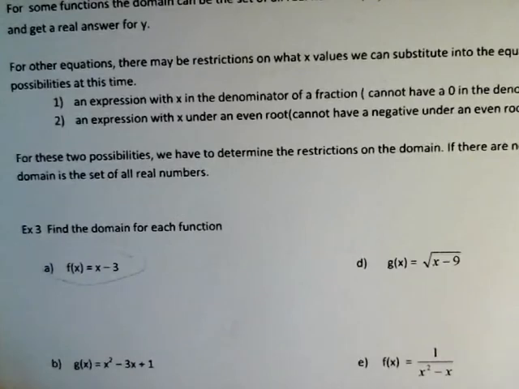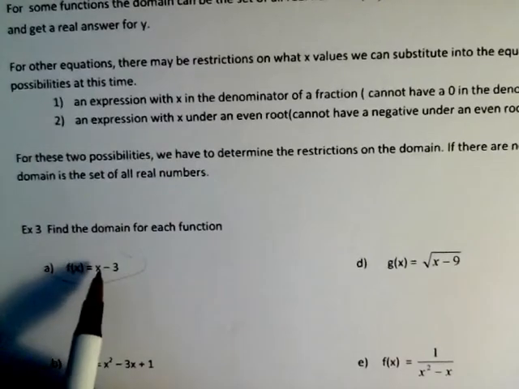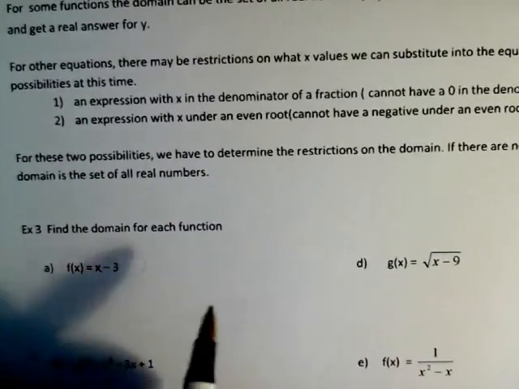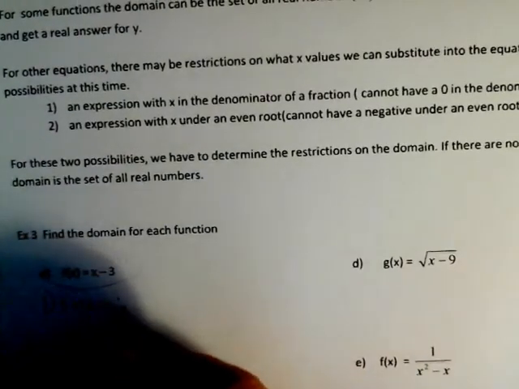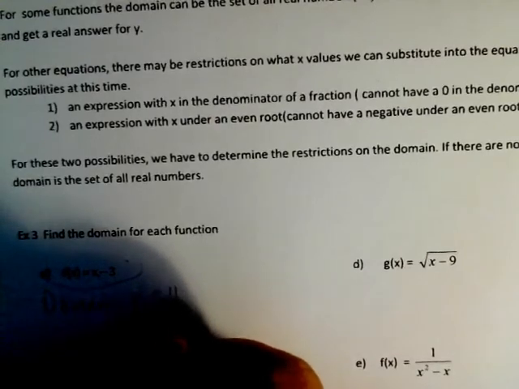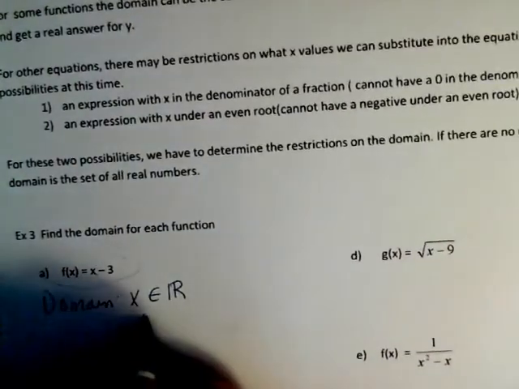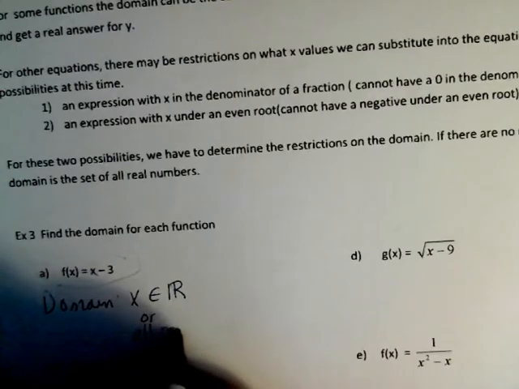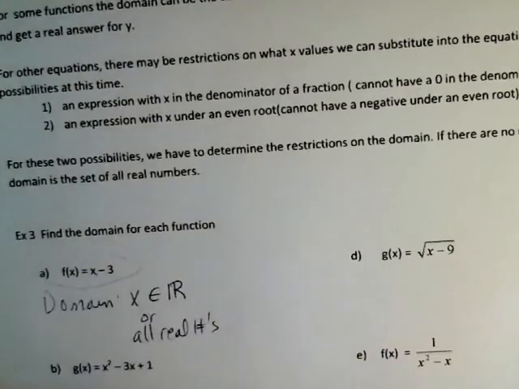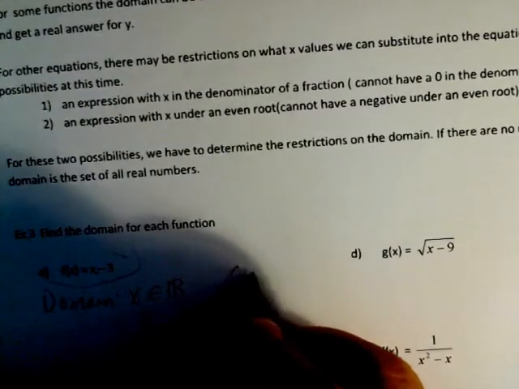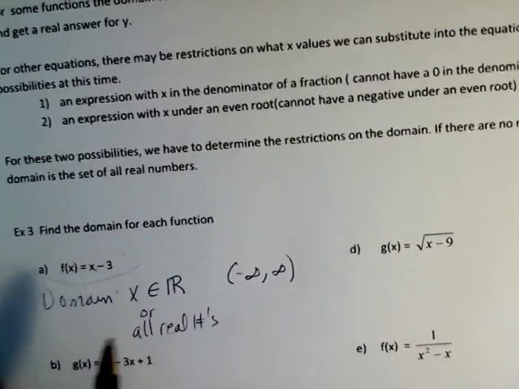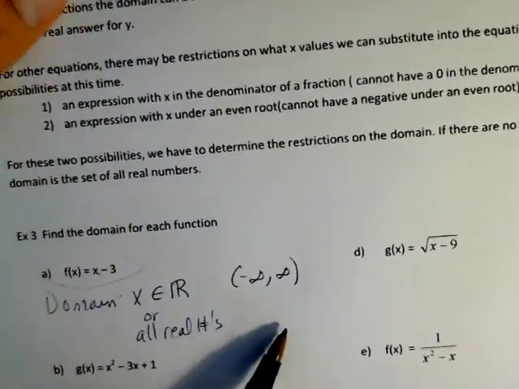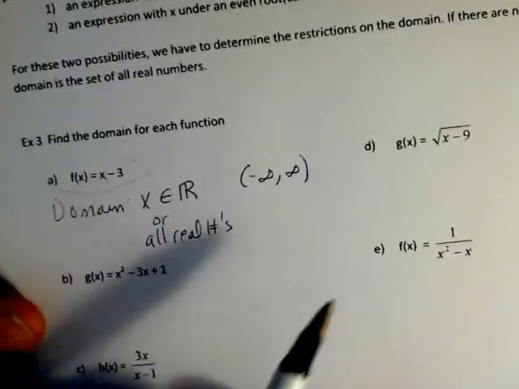f of x is x minus 3. Well, it's not a fraction. It's not under an even root. So therefore, my domain is, we can write it this way, x is an element of the real number system, or we can say all real numbers, or the other way to do it is negative infinity to positive infinity. So those are three ways that you can say your domain is anything you want it to be. x can be any number. I can subtract 3 from any number.